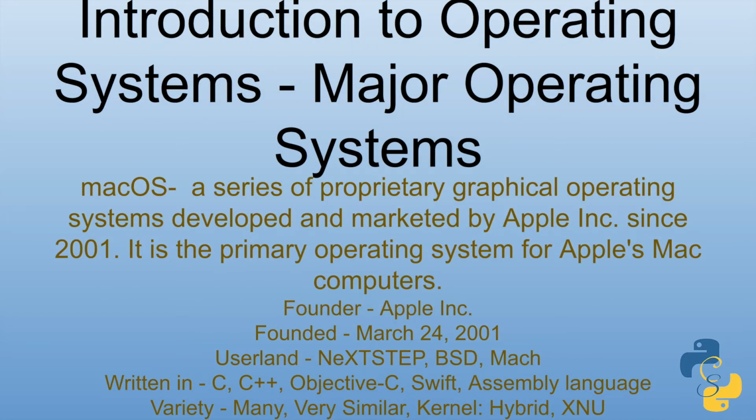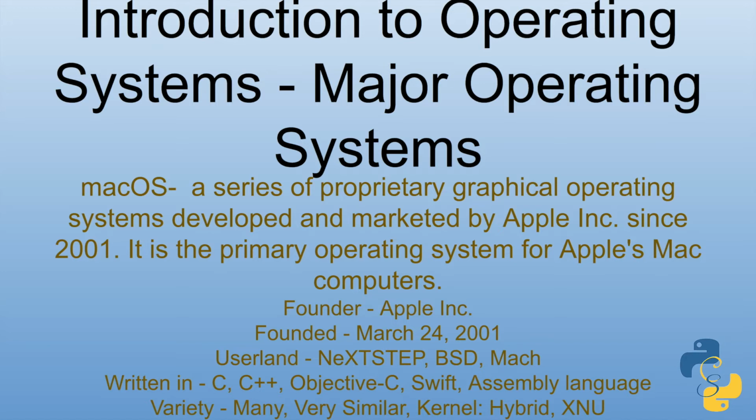So next up is macOS, the second most popular operating system in the world, and it is a series of proprietary graphical operating systems developed and marketed by Apple Incorporated since 2001. So this is definitely one of the newer operating systems, and considering how popular it is, you do have to respect how fast Apple and macOS went into power. It is very incredible, and it is also a pretty good operating system.